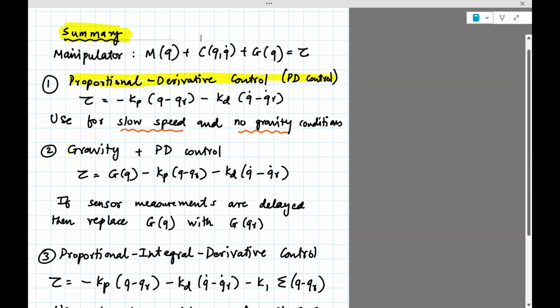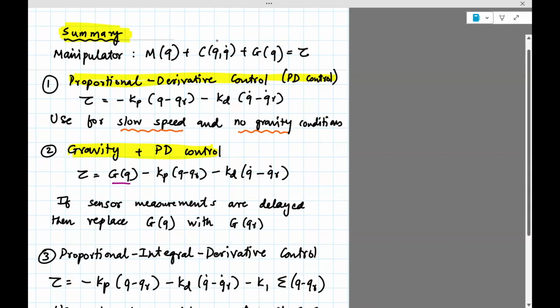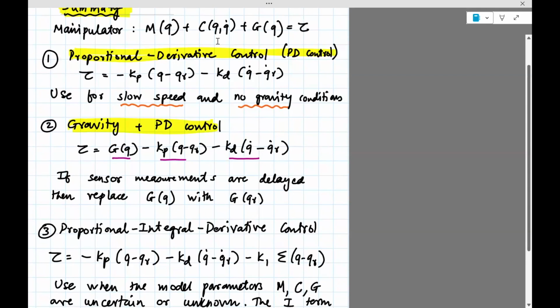The second controller is gravity plus PD. In this case, you have the gravity term, and then you do proportional derivative control. Now sometimes, as we've talked about before, this requires sensor measurement. Here is the sensor measurement. Q is a sensor which is mounted on the manipulator. It's usually an encoder. An encoder measures the position. So that position is going to be delayed because of your control system.